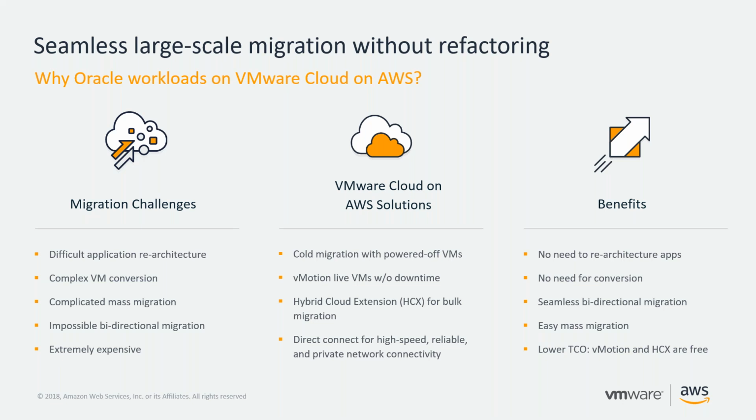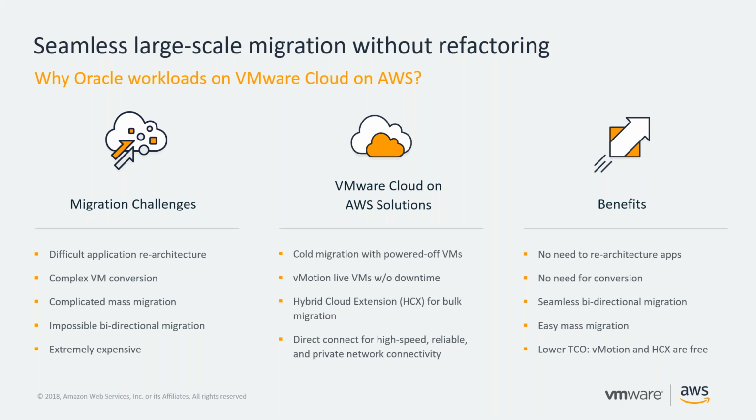Either you can utilize stretching your network and taking care of live vMotions, or if you want to utilize HCX, that is an option as well. And then you do have the option to bi-directionally vMotion your VMs as needed. And then from a cost perspective, you do have insight into what your cost is as well.